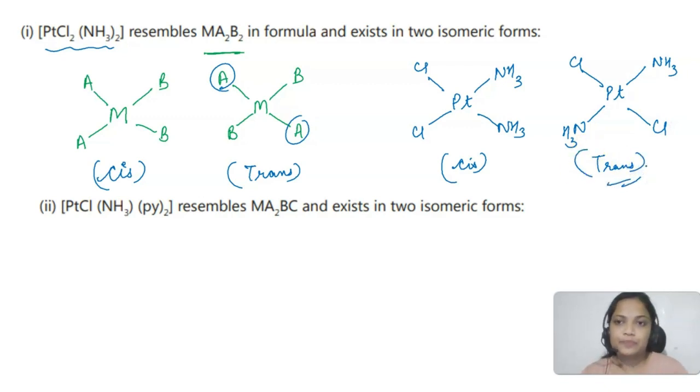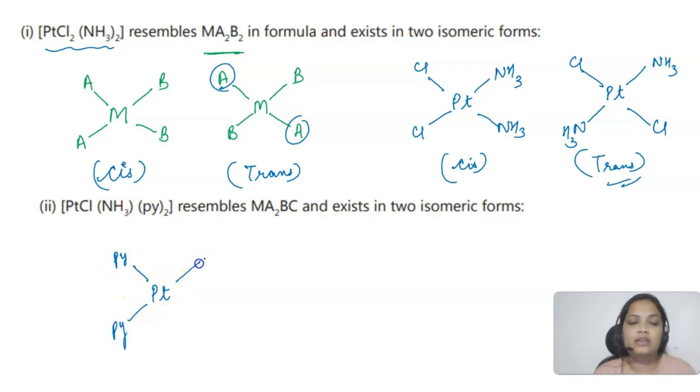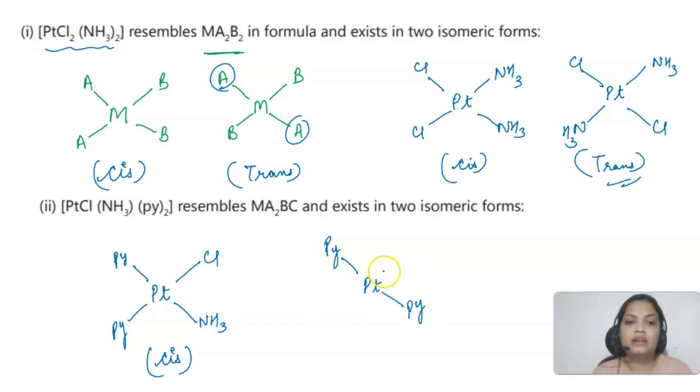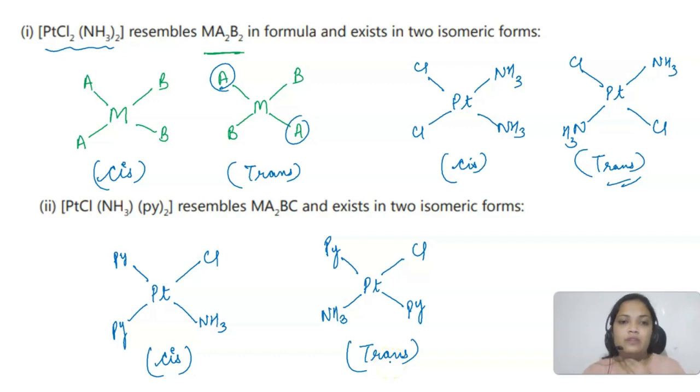All right students, the same goes with Ma2BC. Now here at least two ligands are the same. All right, so Pt with Cl and pyridine is there. So if two pyridine are on the same side, one chlorine and one ammonia, they can be in any position, doesn't matter, so it will be the cis form. And if two pyridine are on opposite sides like this, py and py, and here chlorine and NH3, so it will be the trans form.